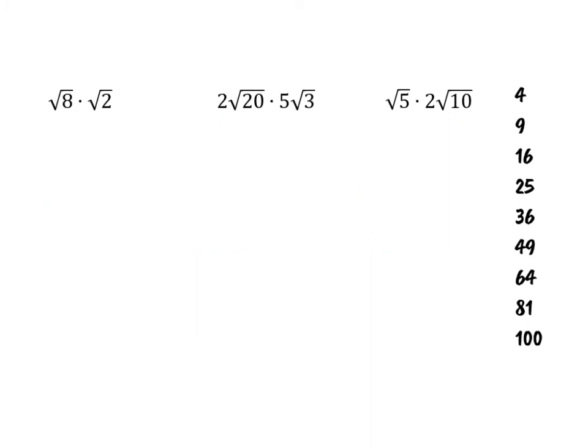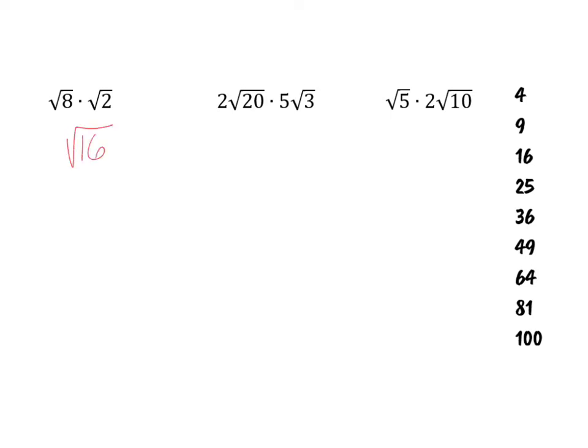All right, now we're going to move on. Let's try something else. Let's try multiplying radicals together. All right, so this is kind of the opposite. Instead of taking one radical and breaking it down into 2, I've already got 2. I'm going to merge it back together. So I have a square root of 8 times a square root of 2. That's just a square root of 16.